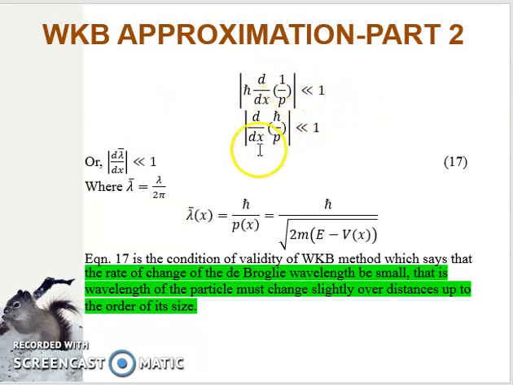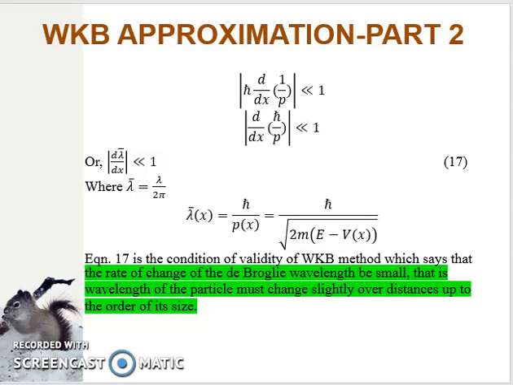So d by dx of h cross by P much less than 1. And this h by P is lambda, so this is h cross by P, which is lambda by 2 pi, that is lambda bar. And this is equal to h cross by root over 2m (E minus V(x)). That is, equation 17 is the condition of validity of the WKB approximation, which says that the rate of change of the de Broglie wavelength must be small.